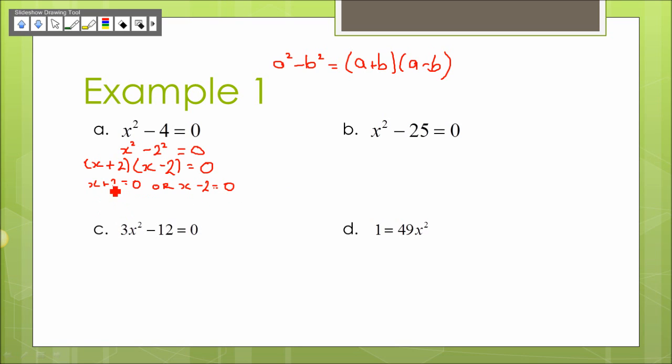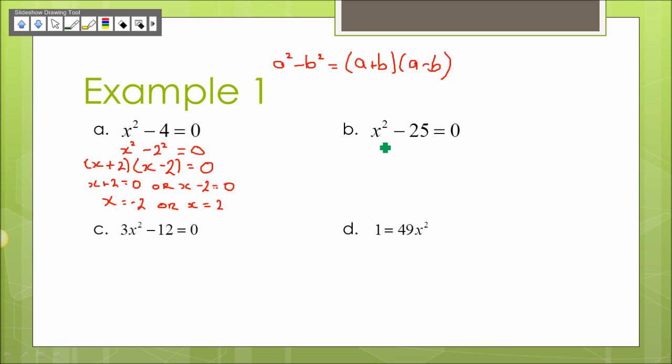Now if that's the case, that implies that either x is equal to minus 2 or x is equal to plus 2. Do you see how I did that? I moved the plus 2 over here to give us minus 2, and I moved the minus 2 across to the other side to give us positive 2. So that means for this equation to work, to equal 0, either x must be minus 2 or x must be plus 2. Okay, let's go on to the next one.